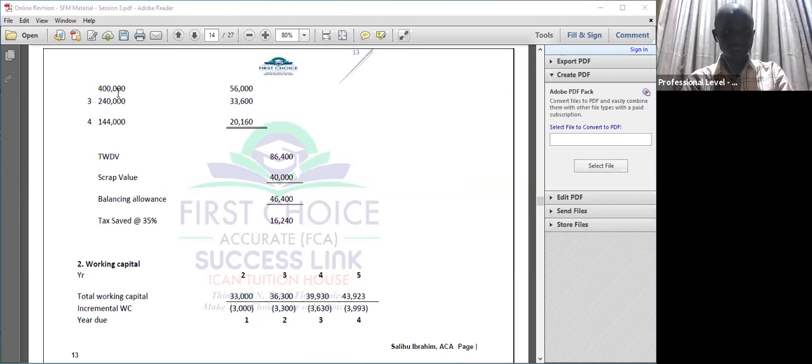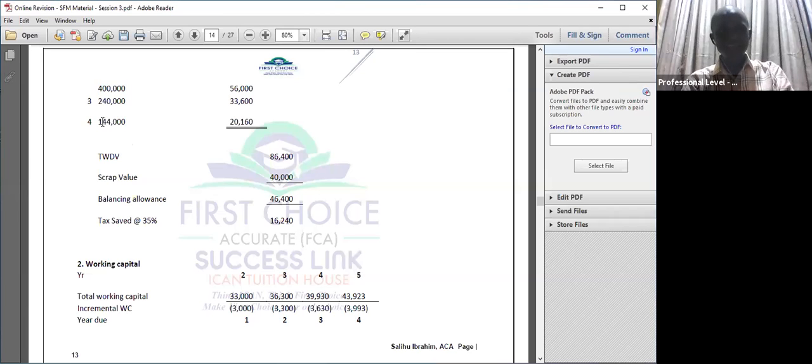The 240 is the 400 tax residual value for year 2 minus the capital allowance enjoyed in year 2, sorry, which is 160. So I will say 400 minus 160. So my tax residual value in year 3 will be 240. Did you get that? So thank you. So let us continue.